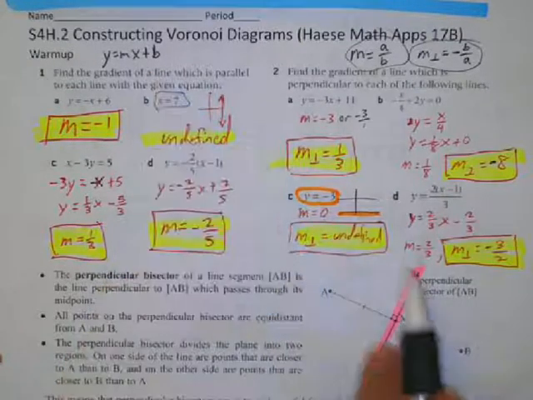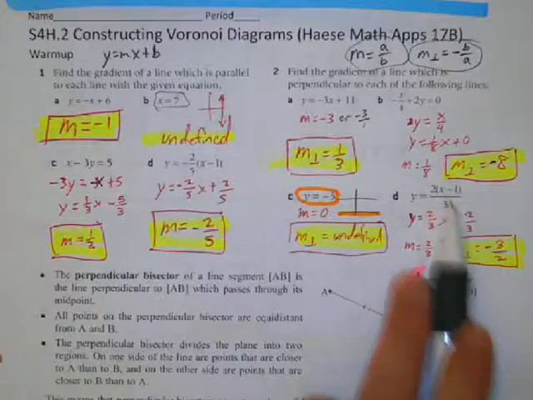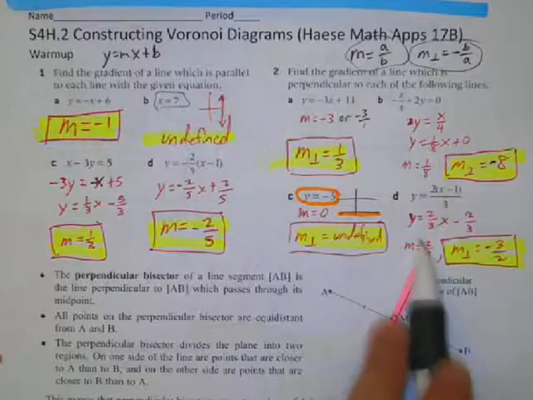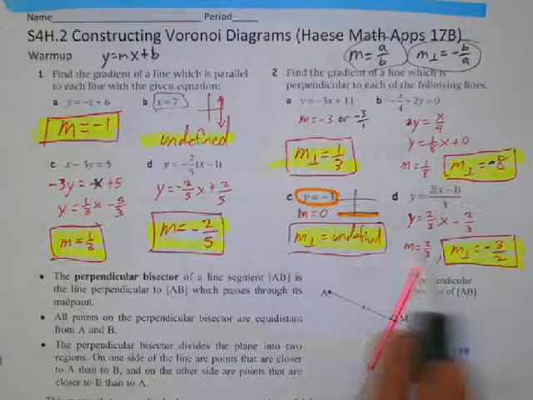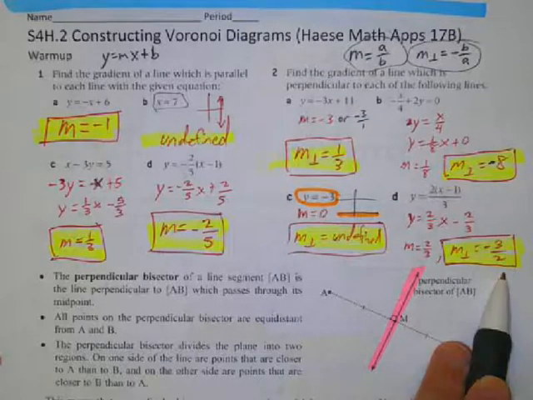Okay, so this equation, I rearrange it to look like this. So y equals 2/3 x minus 2/3. So the slope of this line is 2/3. So the perpendicular slope, change the sign, and get the reciprocal.